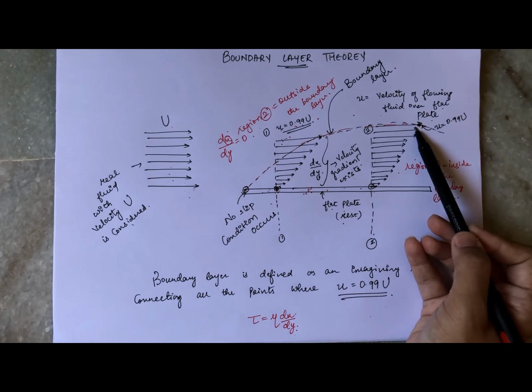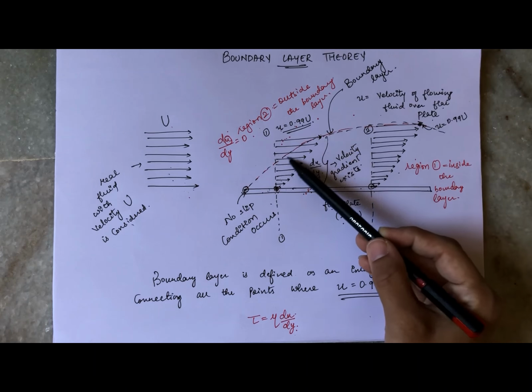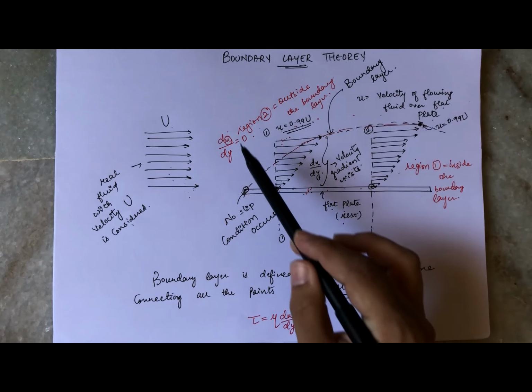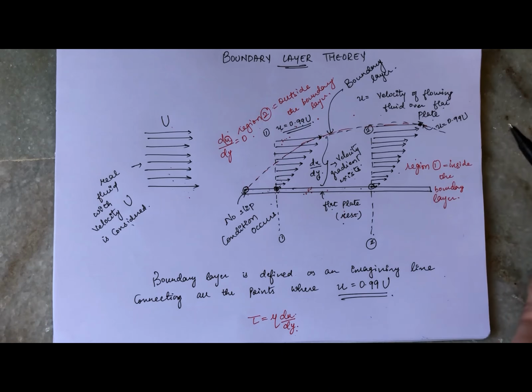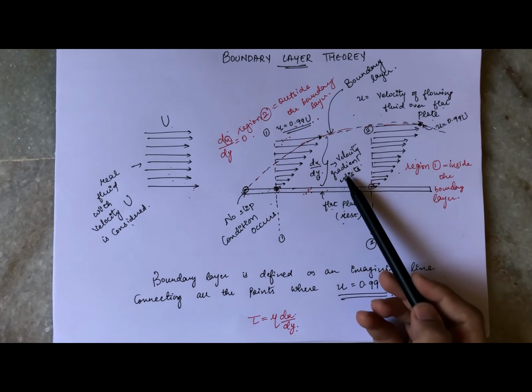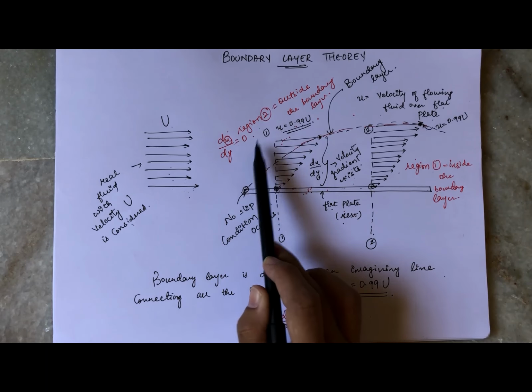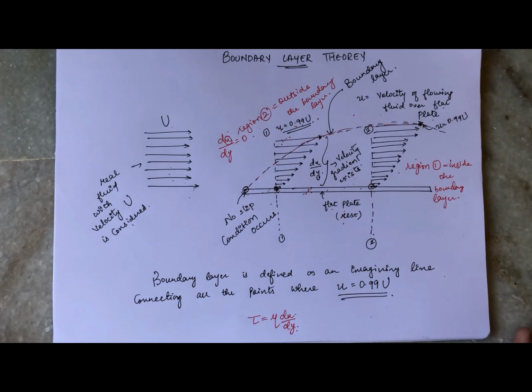Similarly, when such points are connected by an imaginary line, that imaginary line is known as the boundary layer, and because of this boundary layer, the entire area has been divided into two parts: part 1 where the velocity gradient exists, and part 2 where the velocity gradient does not exist. So this was the overall theory of boundary layer.